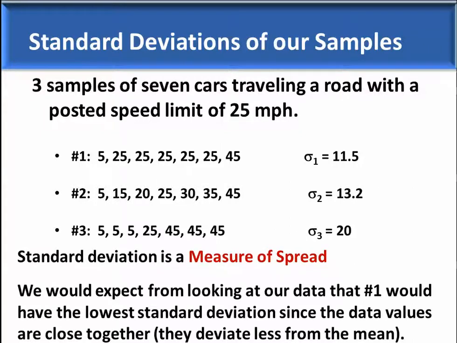So looking at just the numbers within the samples, we would have expected that number 1 would have a lower standard deviation than something like number 3, because number 1, almost everybody went 25 miles per hour except for one person who went 5 and one person who went 45. So the speeds are very close together. Versus number 3, only one person went 25 and everybody else either went 5 or 45. So that's much more spread out. So that is represented in the fact that our sigma 1 is 11.5, and our sigma 3 is 20.